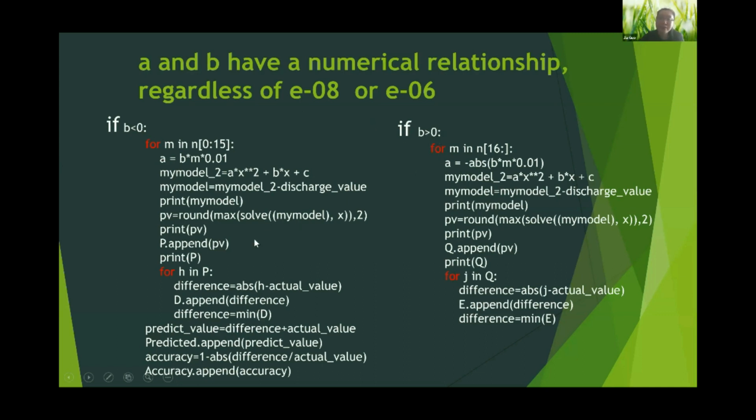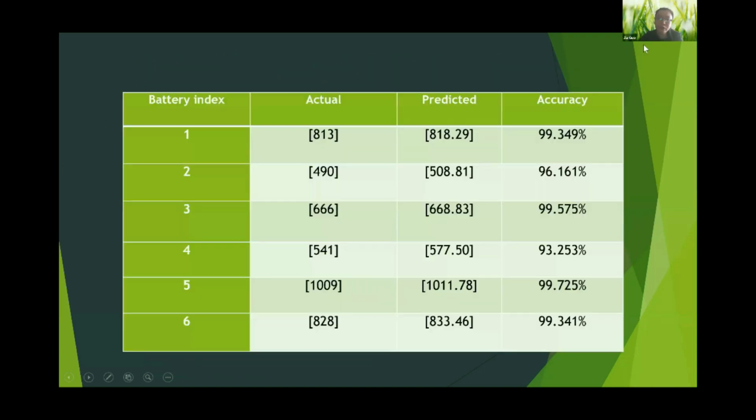We use nested loops and iteration, aggregate the accuracy numbers, and put them into the accuracy set with capital letter A. Finally, we get the result: the actual result in the second column, the predicted value in the third column. Finally, we got the accuracy ranging from 93.253% to 99.725%.